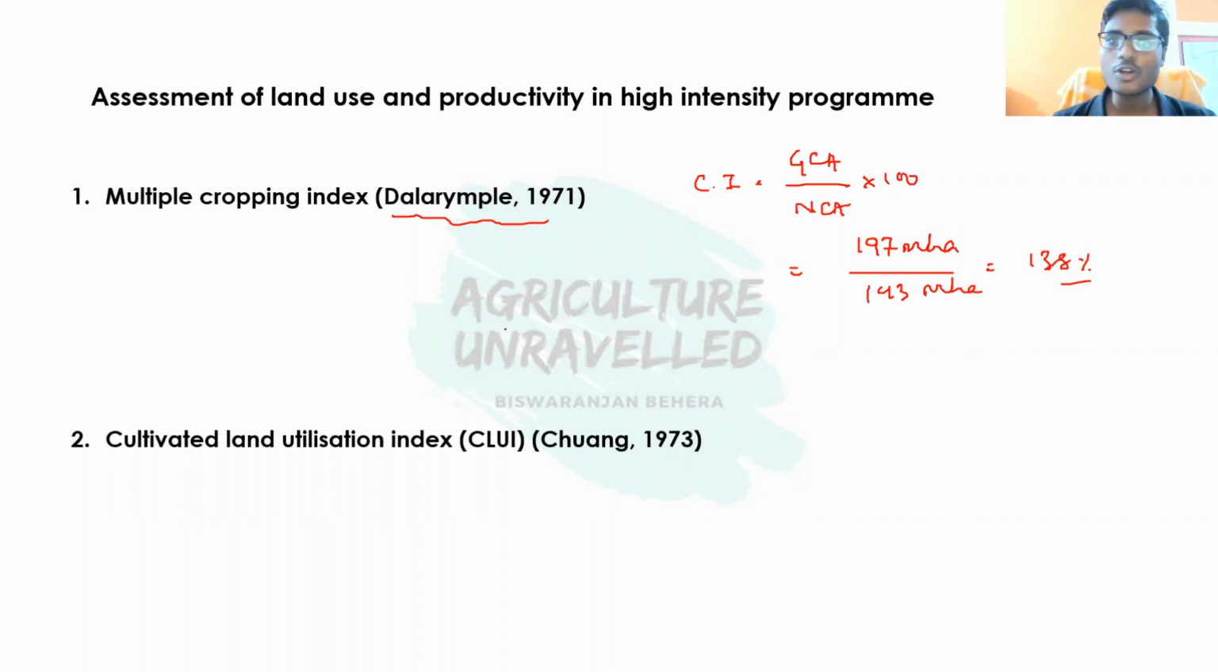Then what is multiple cropping index? Multiple cropping index is the summation of area under individual crops growing on a piece of land divided by the net cultivated area into 100. Here the small ai indicates the area under individual crops, whereas the capital A indicates the net cultivated area.